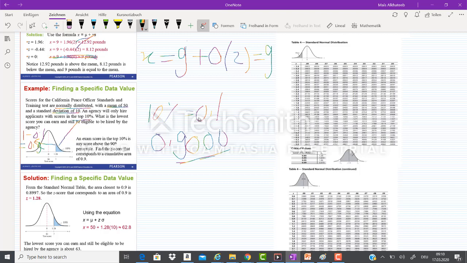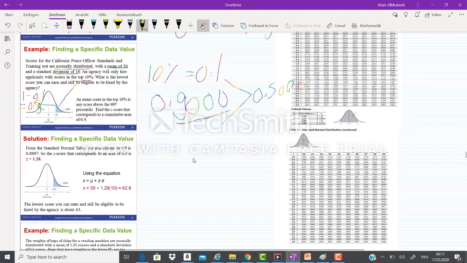0.9000 is bigger than which value? 0.5000. Very good. So I have to go this way. To which table do I have to go? I have to go to the positive table, and I search for 0.9000. Okay, what will I find?